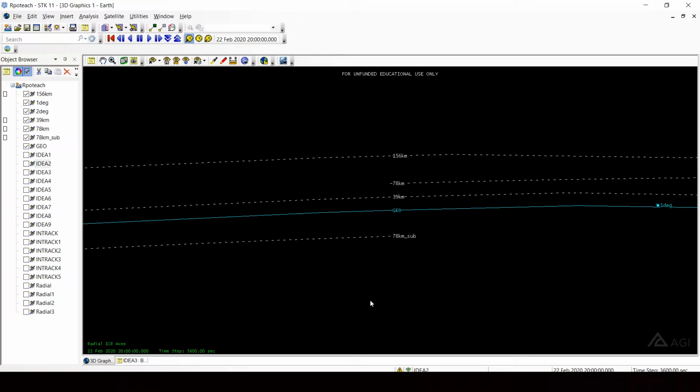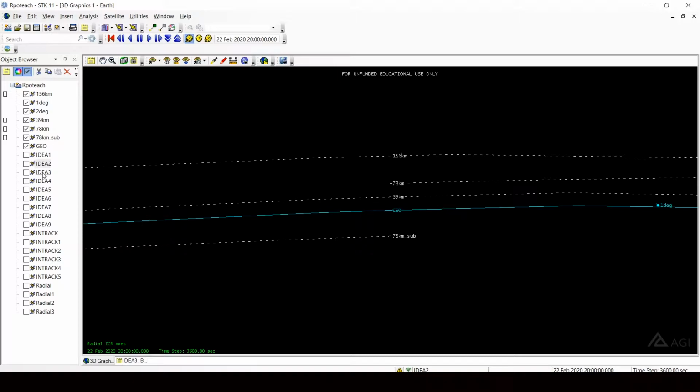Okay guys, in the last lesson I posed the challenge of combining radial and intrack burns, and what is the end result of that? As you might remember, I had these two ideas. One was a pure radial burn of 10 meters per second, and the other was a pure radial burn of 10 meters per second plus a 2.84 meters per second intrack burn, wait 24 hours, and then do a negative 2.84 meters per second intrack burn.